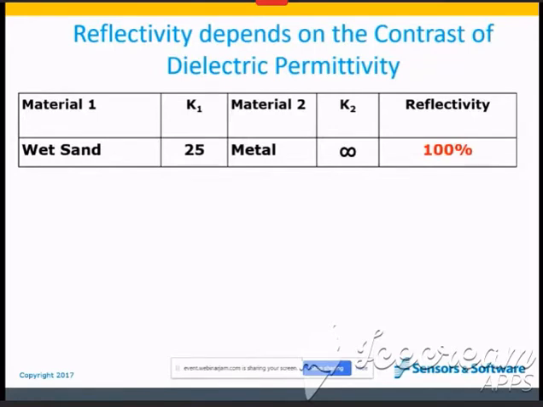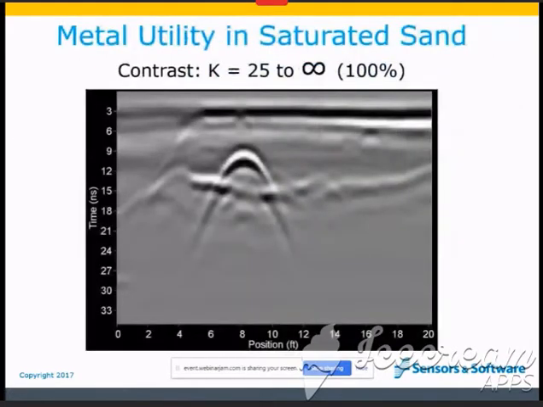Let's start with an easy one. Water saturated sand with a K of 25 going to metal. For example, a metal cable buried in the subsurface. Metal has an infinite dielectric permittivity. So when you do the math from the formula, it has a 100% reflection coefficient, or reflectivity. This means that 100% of the GPR energy that hits a metal object reflects, and none of the energy transmits through the metal. This is the reason why metal objects are the easiest objects to detect with GPR, as this example shows.